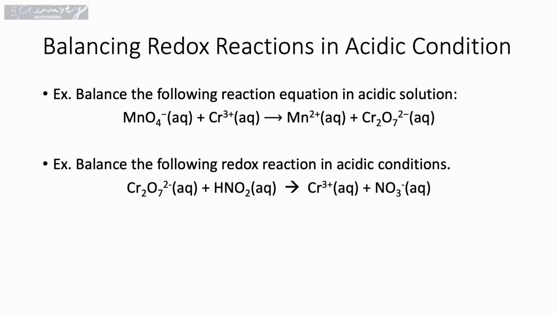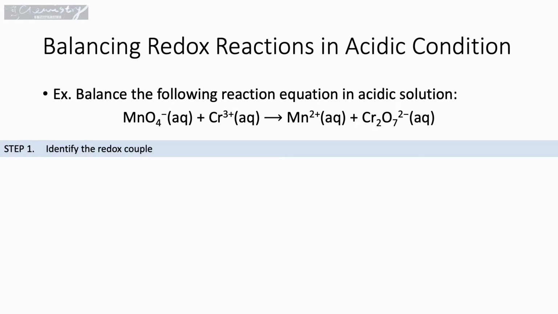Here are 2 examples that we will be looking at together. Hopefully after the first one, you can try the second one yourself and see how it works for you. Balance the following reaction equation in acidic condition. Looking at this, the first step is to identify the redox couple.